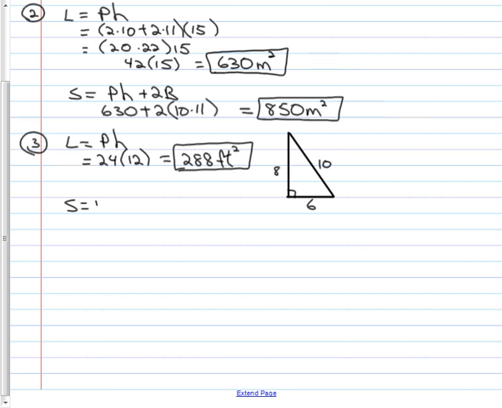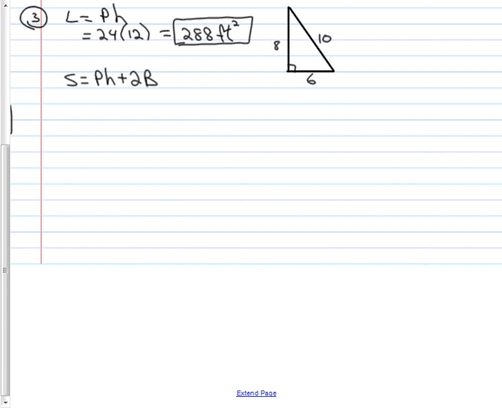Surface area. Well, I know it's perimeter times height plus 2 times the area of the base. And I have an exact value for lateral area of 288, so I'm going to use it. 2 times, how will we get the area of this base? I'm going to write it as 1/2 times base, 6, times height, 8. Again, that's why I like my picture of the base drawn, because I often have to work with that base.